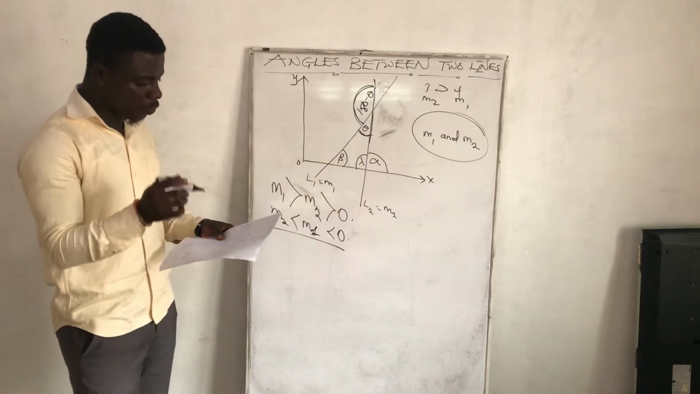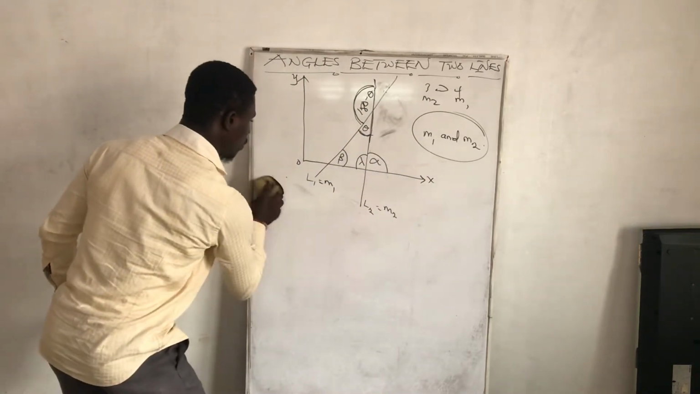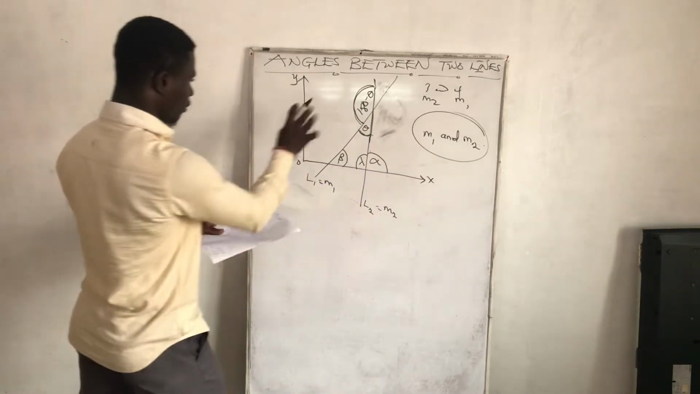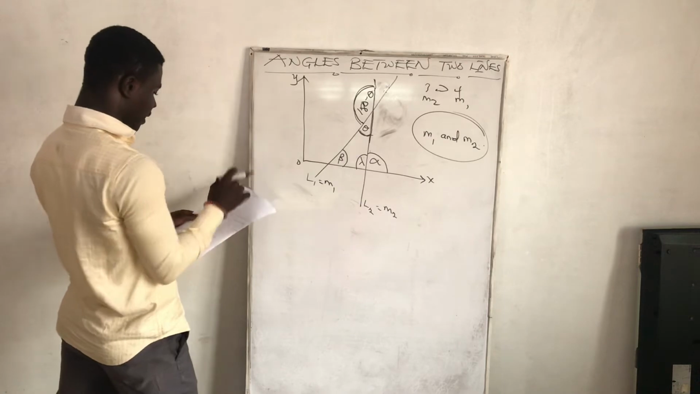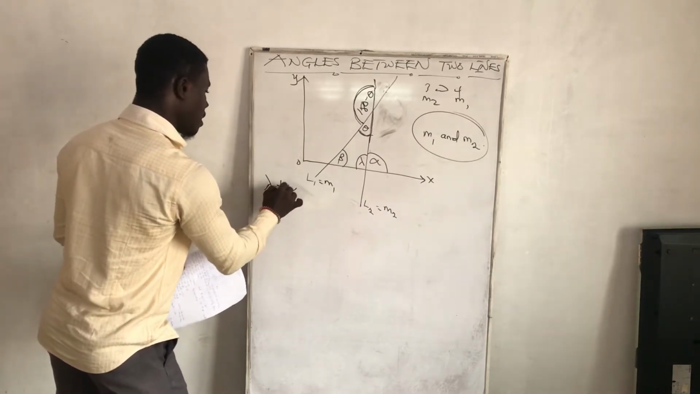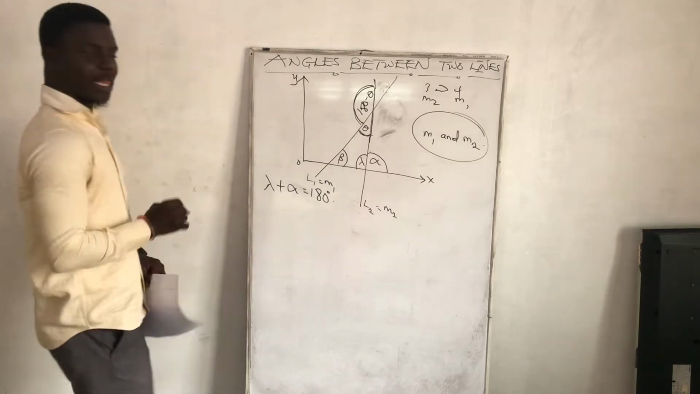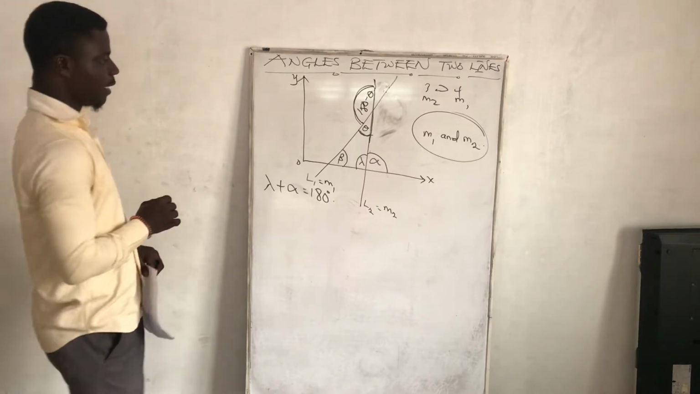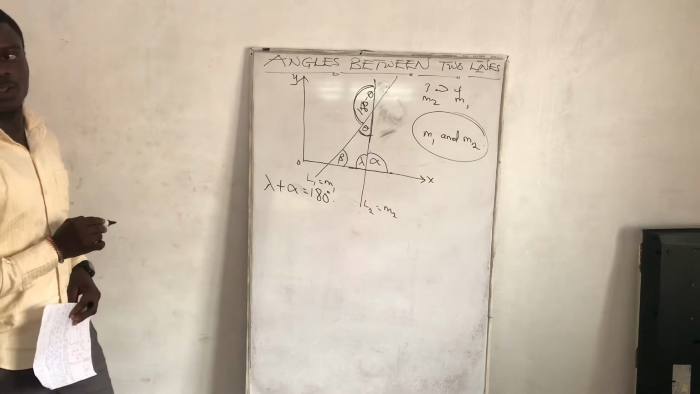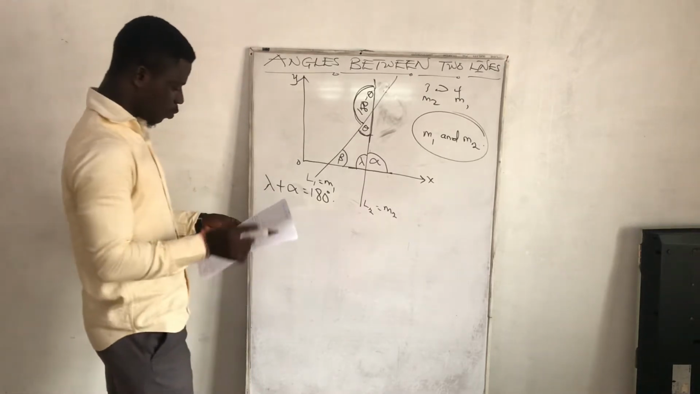Alright. Also from the figure above, from the diagram drawn, we can say that lambda plus alpha is equal to 180 degrees. Why? Because they are angles on a straight line, or supplementary angles. So lambda plus alpha is equal to 180 degrees.